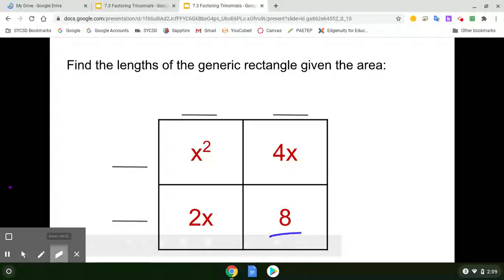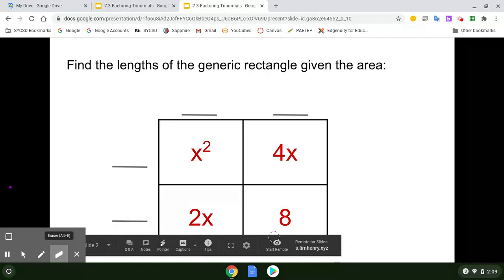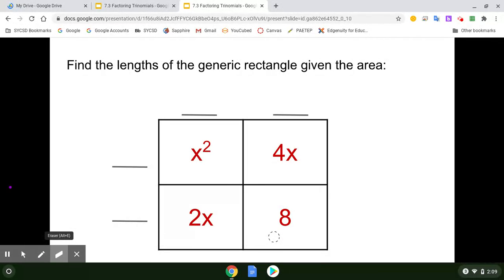Here is another one for you to try. So notice this time we do have variables included. So once again, go ahead and pause the video to see what you come up with.